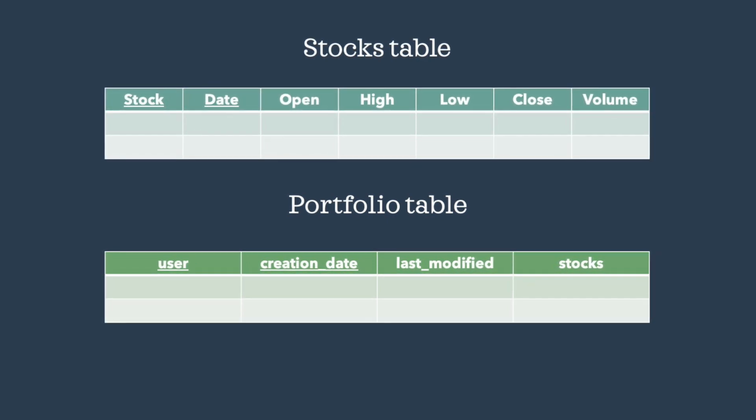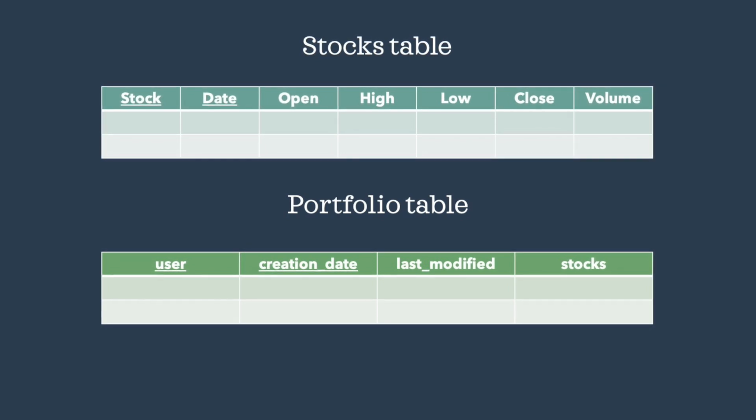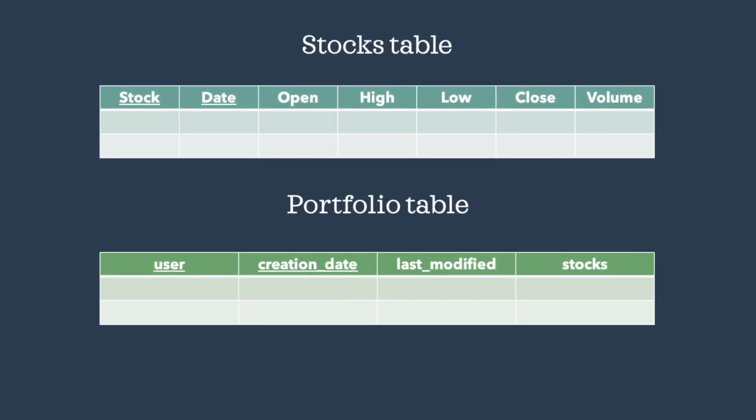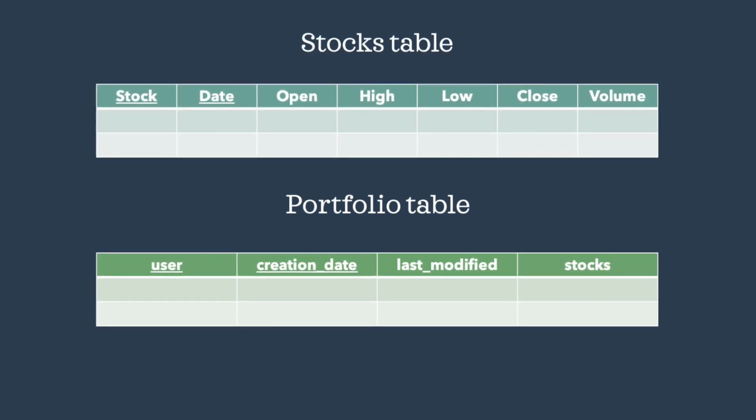When users provide the stock they want to add to their portfolio, we will check the validity of that stock. This ensures that only valid stock symbols are used to fetch data from the Yahoo Finance API.